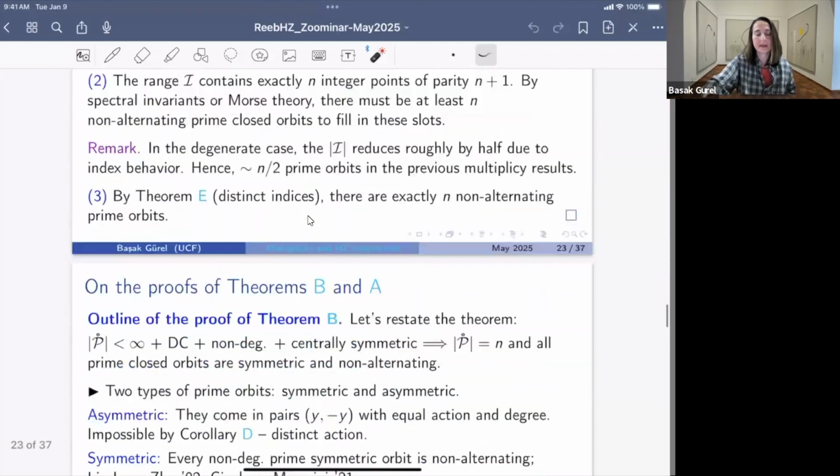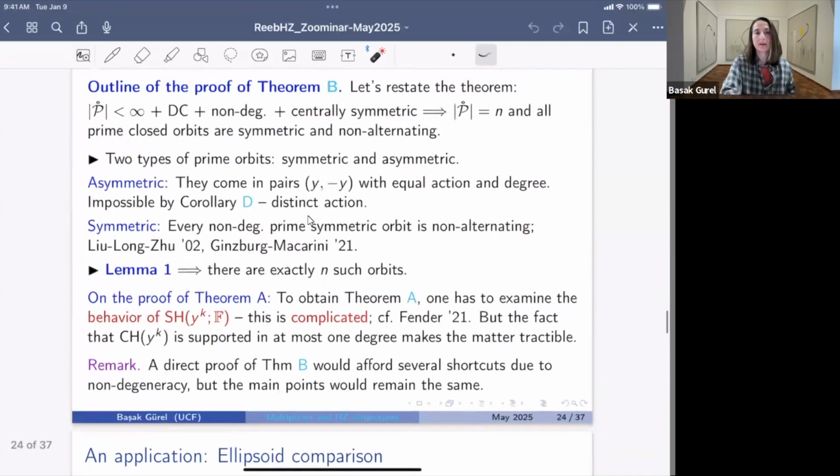So this helps us eliminate, sorry about the back and forth, the asymmetric orbits. And then what remains is the symmetric ones. So x and minus x are the same orbit. Then one can go back to the work of Hofer-Wysocki-Zehnder or Ginzburg-Macarini, which tells us that in the non-degenerate case, every prime symmetric orbit is actually non-alternating. And then lemma 1 tells me that there are exactly n such orbits. And that kind of ends the proof of theorem B in this case.